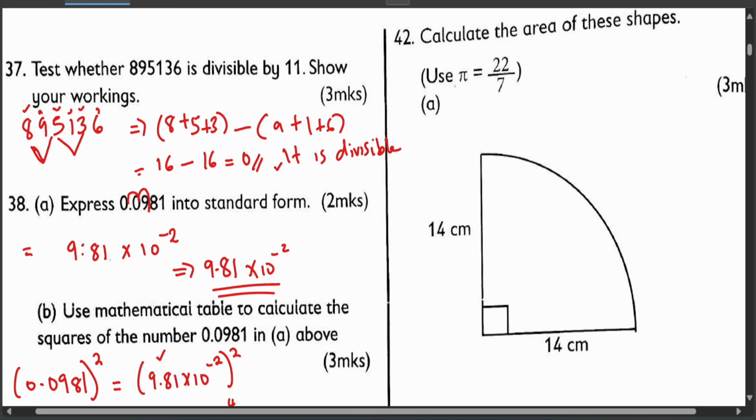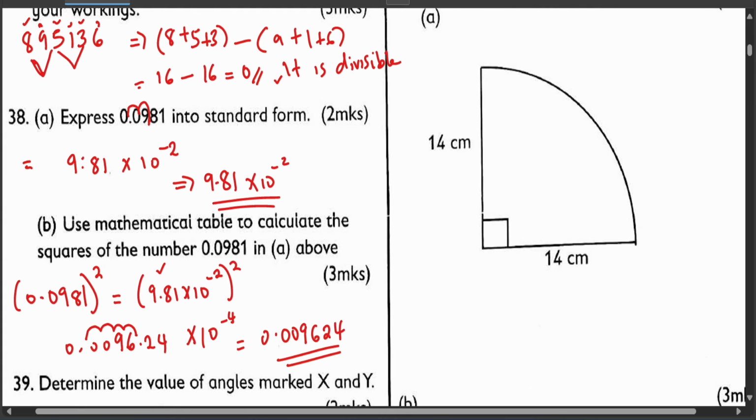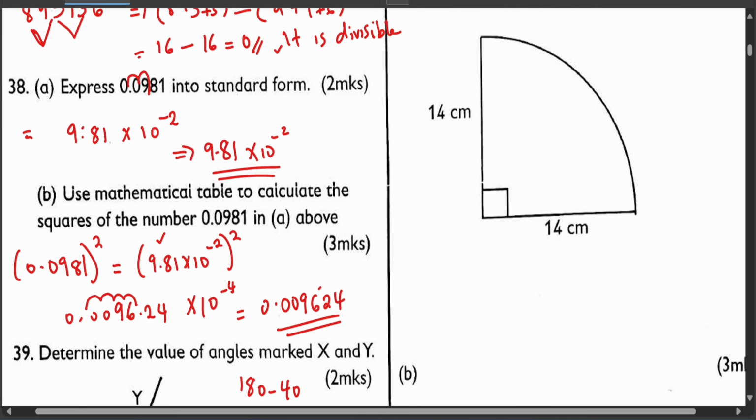For question 42, calculate the area of these shapes. Use pi to be 22/7. So area is given by pi r squared. For this, this one is not a full circle, so it's a quarter. From it you see that this is 90. Then if you take 90 divided by 360, it gives you a quarter. So it's a quarter circle. So your area should be given by a quarter pi r squared. There's a semicircle and there's a quarter circle, but it has its own definition. Okay.